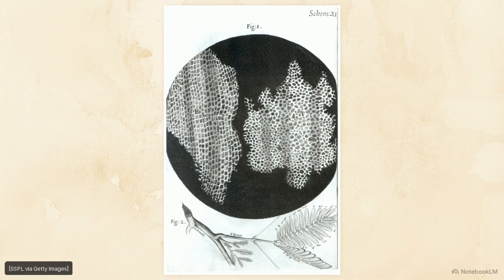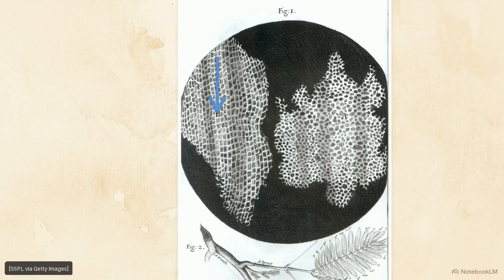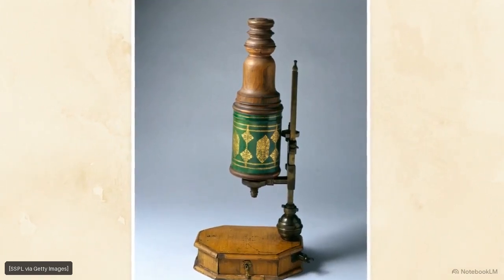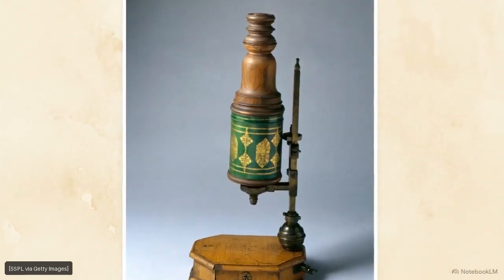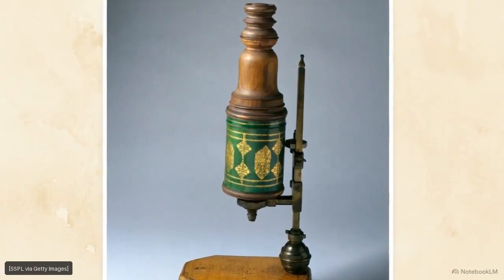In 1665, English scientist Robert Hooke examined a slice of cork. Looking at his drawing, notice the geometric empty chambers marked B. He called them cells after small monastery rooms, though they were just hollow remnants of dead plants. Hooke relied on this specific instrument. Notice the ornate wooden and leather barrel of his early compound microscope. It was cutting edge, but limited in power.